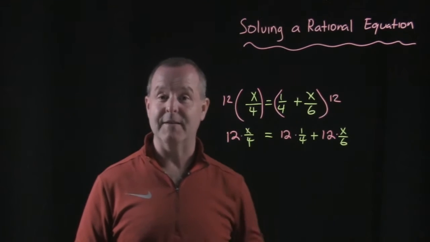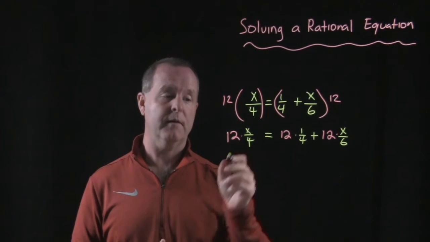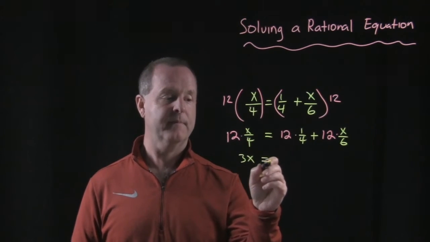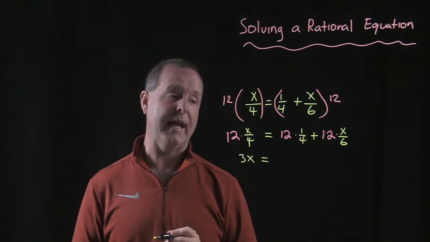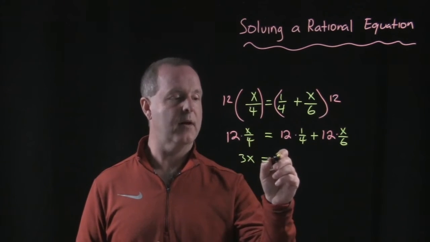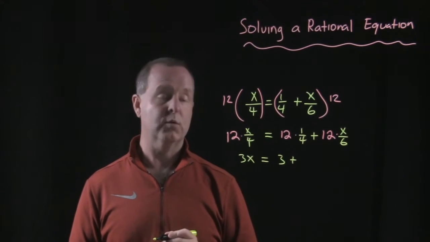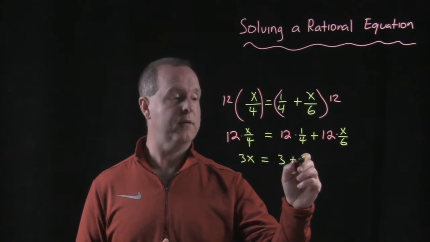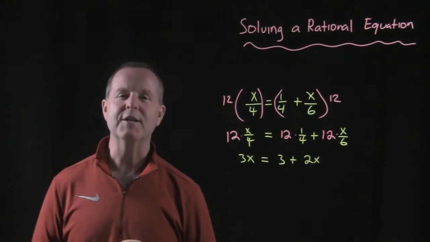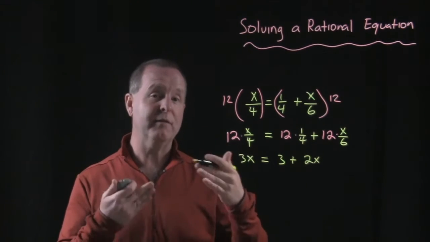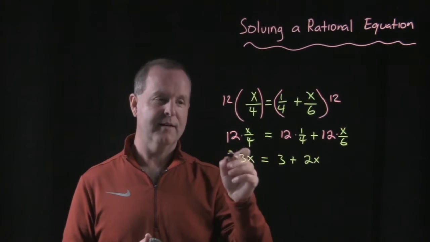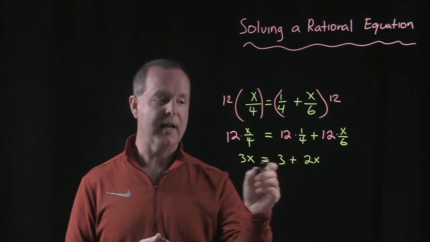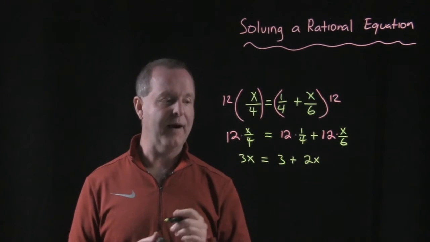Now, are you able to see why that was a cool move? 12 times x over 4, the 12 and 4 factor out, so I'm left with 3x. 12 times 1/4 produces 12 over 4, which reduces down to 3, plus 12 times x over 6. The 12 and the 6 both are factors of 6, so I'm left with 2x. What do you notice about that equation? We have an equivalent equation to the first one. What we did is we found a fraction eliminator, the lowest common denominator, so now we can solve this equation for x. There are no fractions involved.